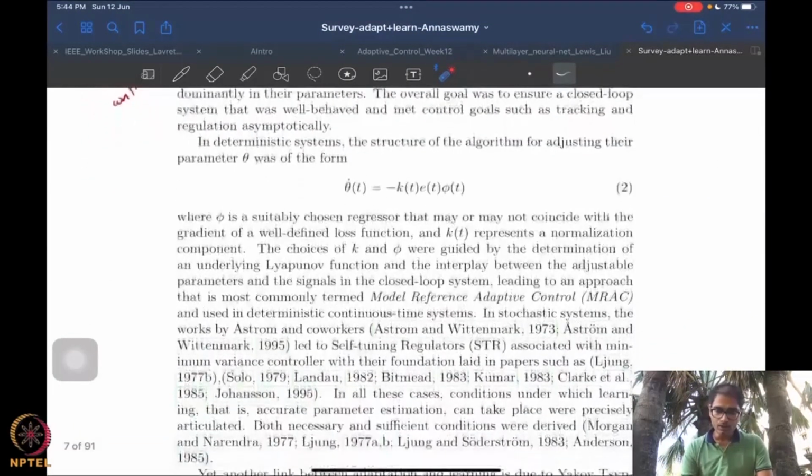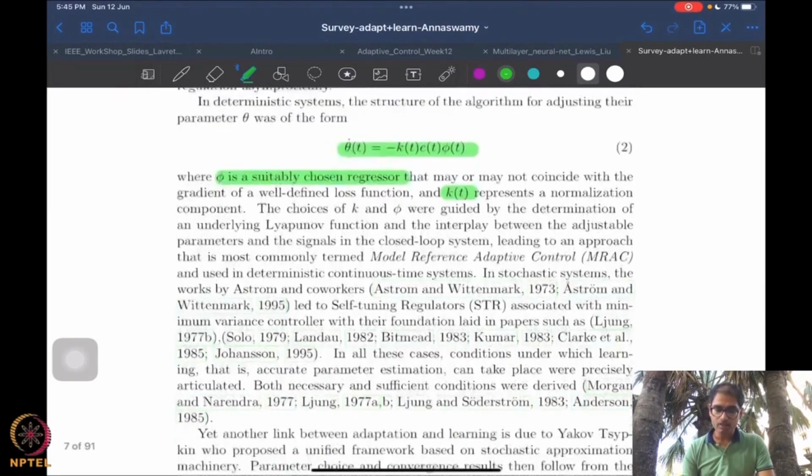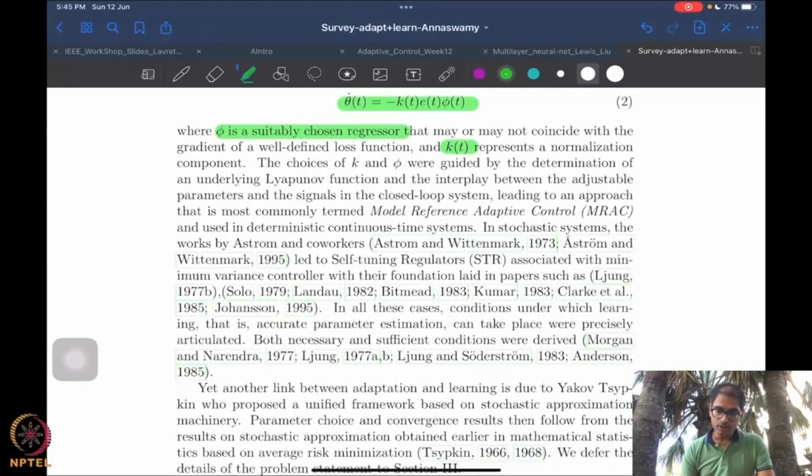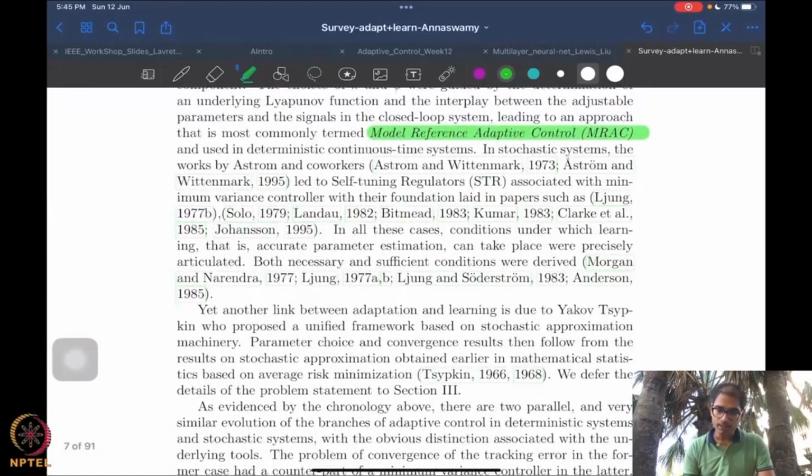So we are already aware of this kind of structure for adjusting the parameter. This is what came out of most of the adaptive control laws, and in fact we've also looked at update laws which look pretty much like this equation two here. Phi is the suitably chosen regressor, and K is some kind of a normalization component or a weight, which we call the adaptive control gain. Then came the development of the notion of model reference adaptive control, again something we studied in the stochastic systems domain.